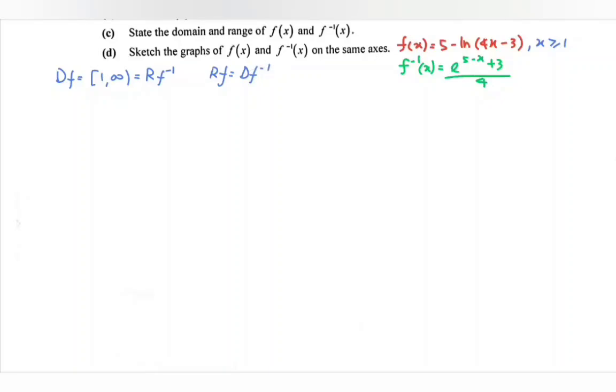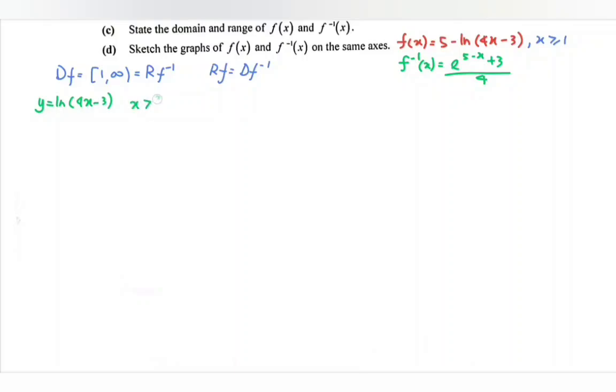Part D: sketch the graph of f(x) and also the f inverse on the same axis. So referring to the f, at first we have y equals ln(4x minus 3). So here we have x greater than 3 over 4. So the asymptote will be 3 over 4. If it refers to the graph, we will have something like this. So the graph will be something like this. Y must be like this.